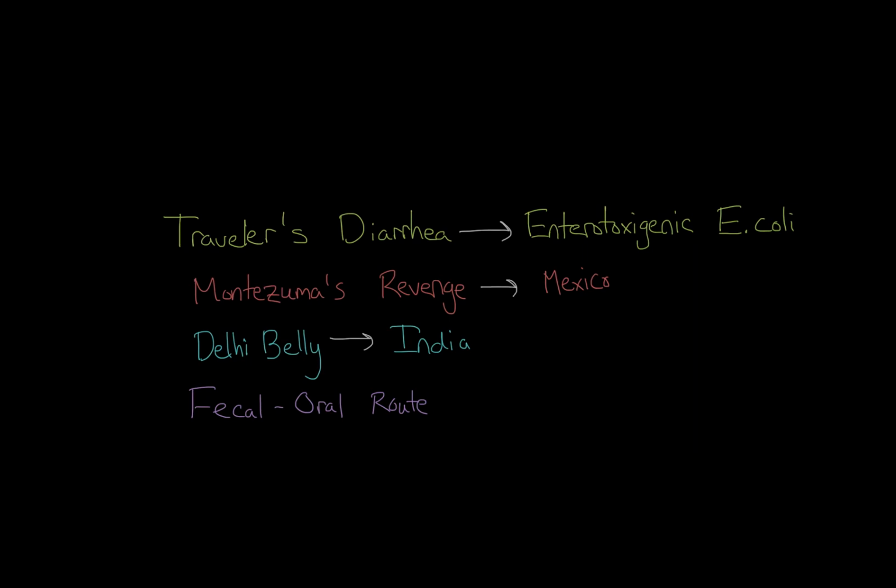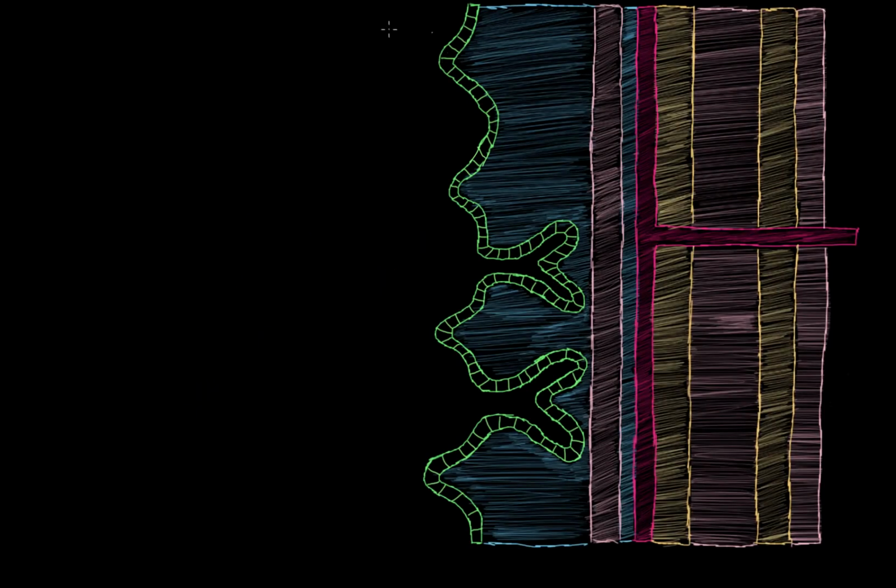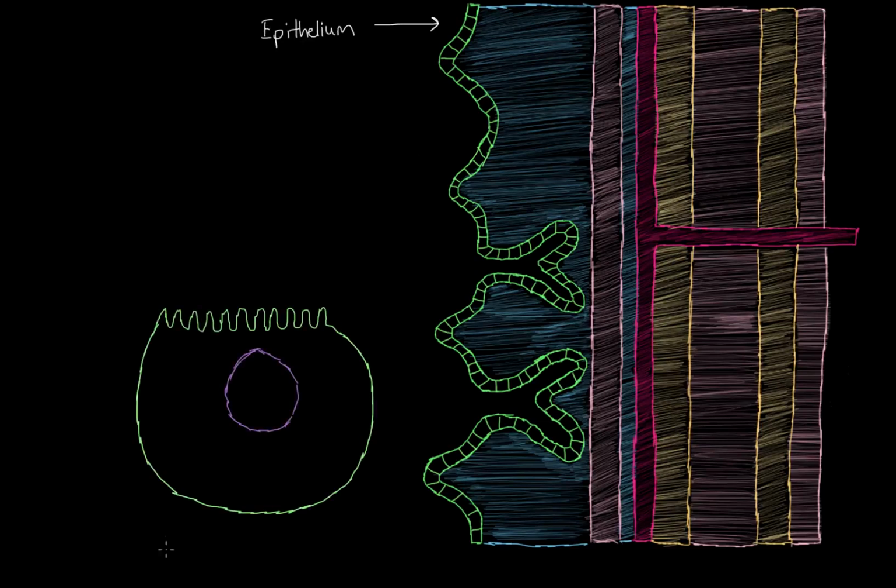Once you ingest this pathogen, it'll make its way past the stomach and into the small intestine. So like always, we're going to focus on this green layer over here known as the epithelium. And we'll focus on one of those epithelial cells. The bacteria will look something like this, and it'll actually try to physically associate with the epithelial cell using these structures known as pili, which is just plural for pilus.